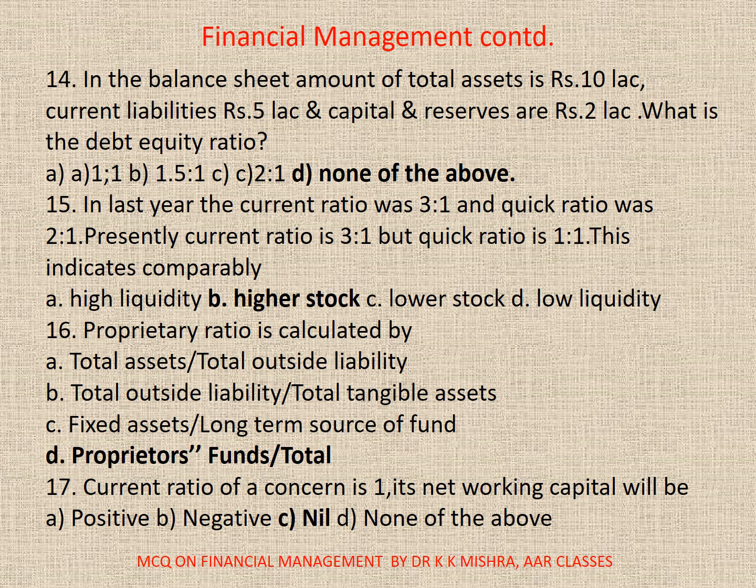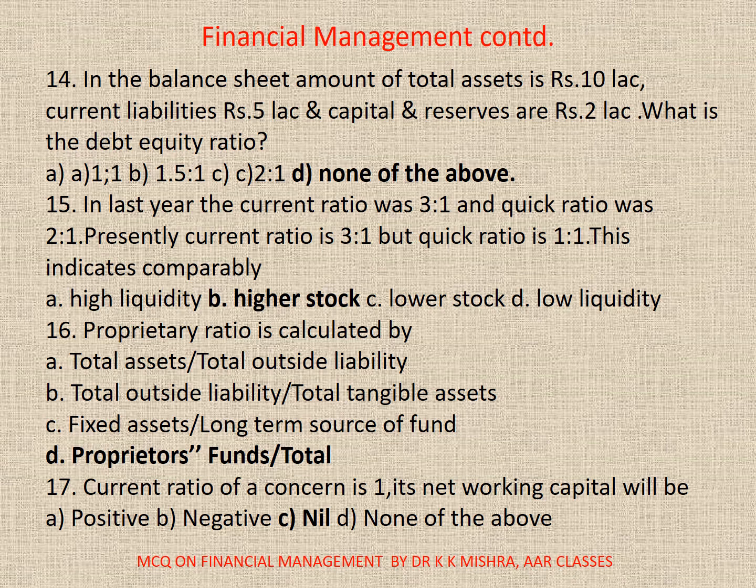14. In the balance sheet, amount of total assets is rupees 10 lakh, current liabilities rupees 5 lakh, and capital and reserves are rupees 2 lakh. What is the debt equity ratio? So here, if you calculate, you will find none. Rather, correct option is D, none.